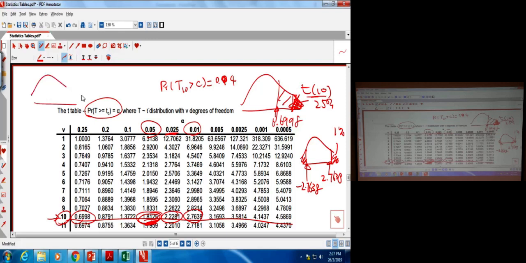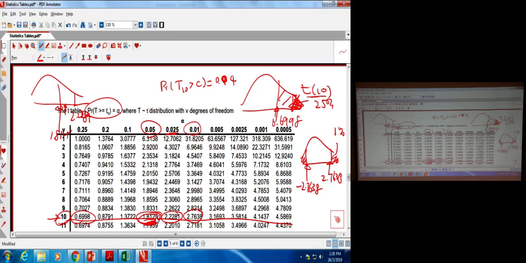Because what we are saying is that for the value 1.8125, the chance of being greater than it is 5%. For 2.2281, the chance greater than it is 2.5%. So C must be somewhere here, so that the chance of greater than C is 4%. So we only know that it's between these two. All right, so that's the first thing that we know.